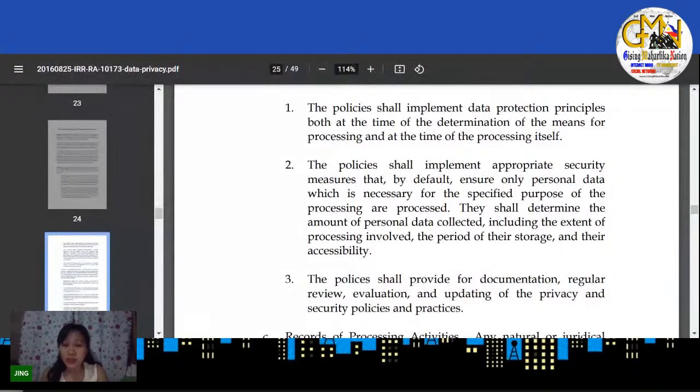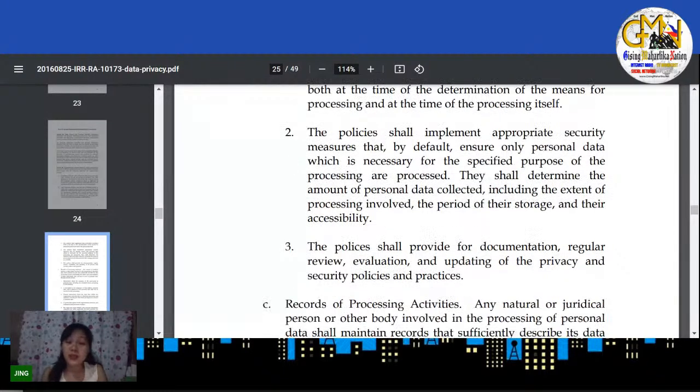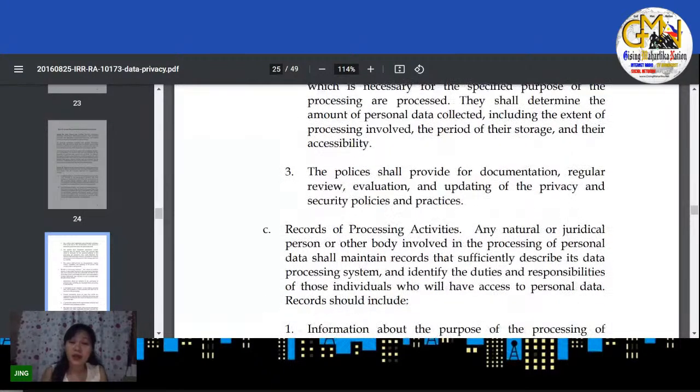They shall determine the amount of personal data collected, including the extent of processing involved, the period of their storage, and their accessibility. Third, the policies shall provide for documentation, regular review, evaluation, and updating of the privacy and security policies and practices.